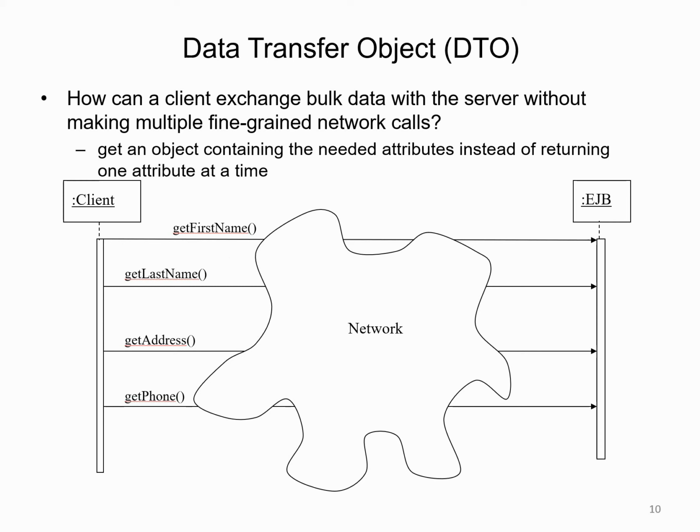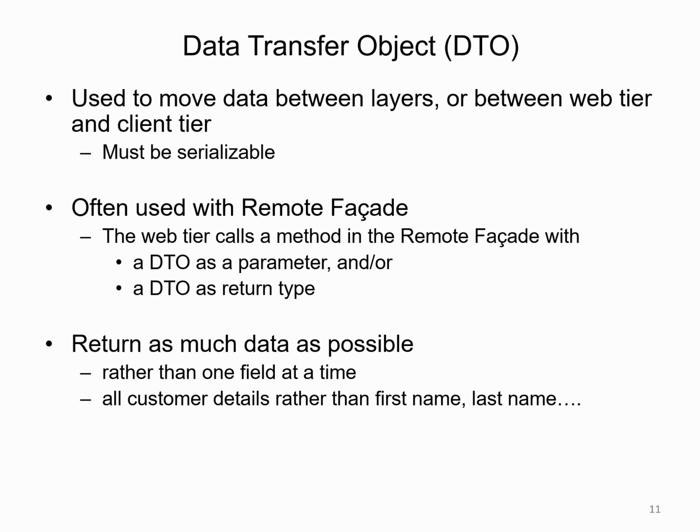It will encapsulate all this data. It will remove the need for fine-grained network calls. The EJB, receiving the message, get me the customer information, will consult with entity classes and so on to get the data, bundle it into an object, and then send that object back across the network to the client. A data transfer object, because it needs to move across the network, will need to be serializable. And because it's serializable, it can then automatically be sent across various data streams, written to file, written to memory, and sent across the network.